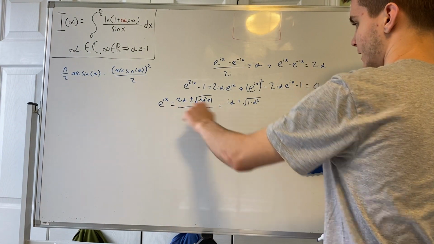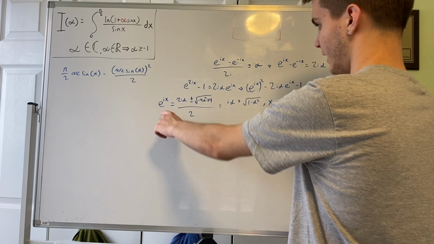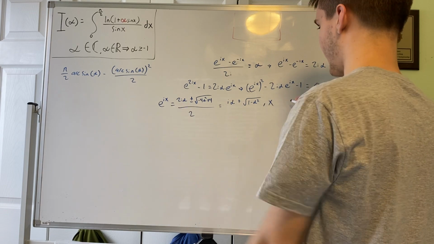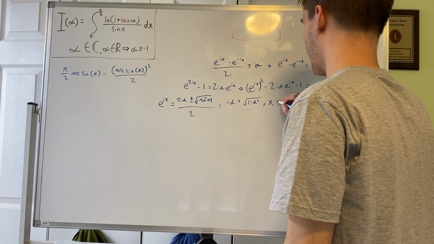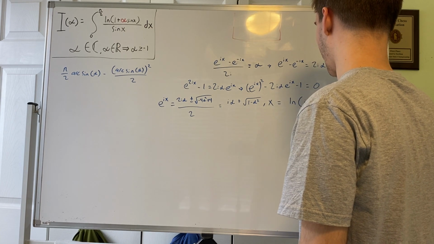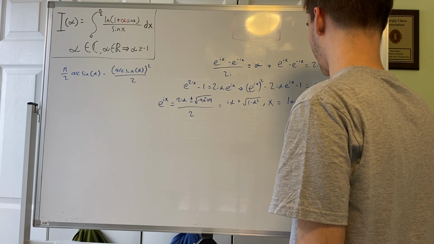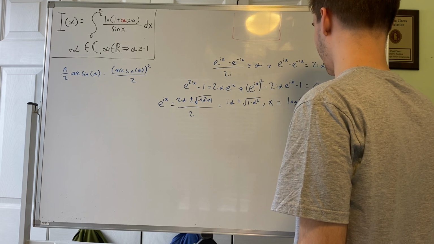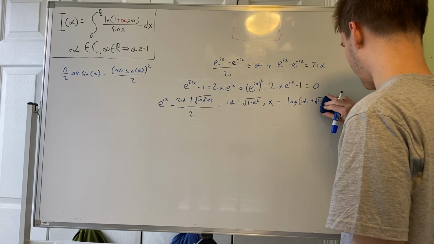But now keep in mind this is e to the ix. So that means we're going to have to do some manipulation. To get x, we have to take the natural logarithm and divide by i. Well, take the logarithm of both sides and divide by i. So that means this is equal to log of i alpha plus square root of 1 minus alpha squared. That's arcsine of alpha.